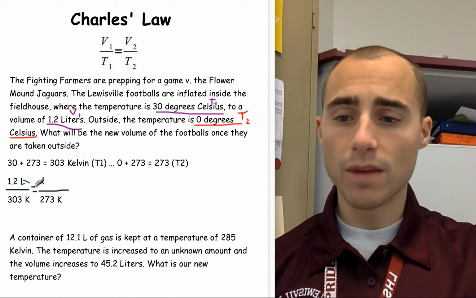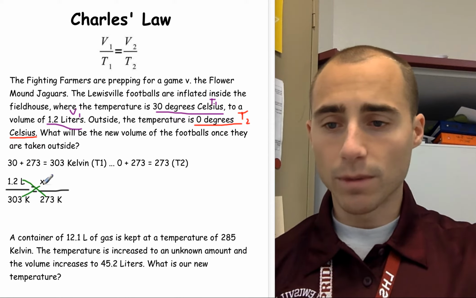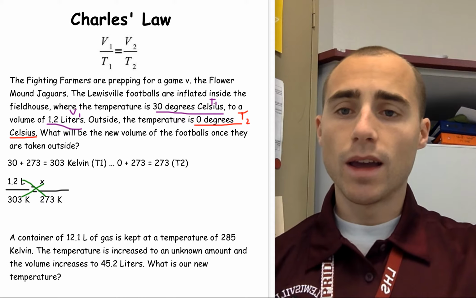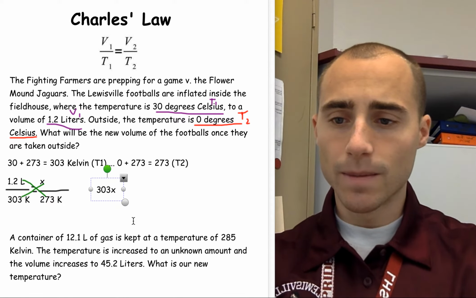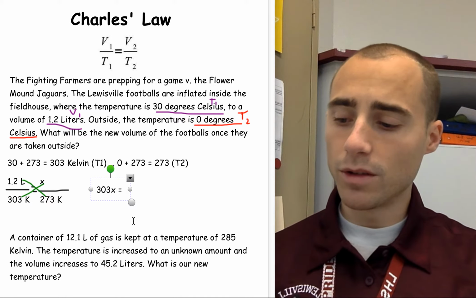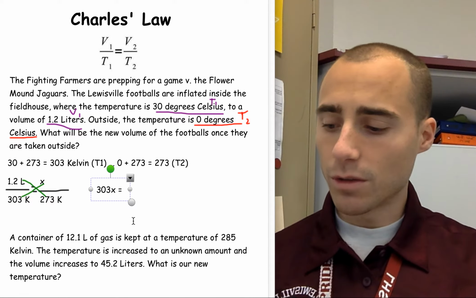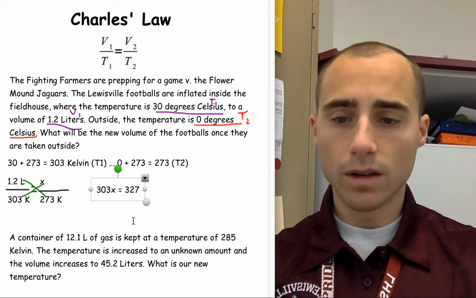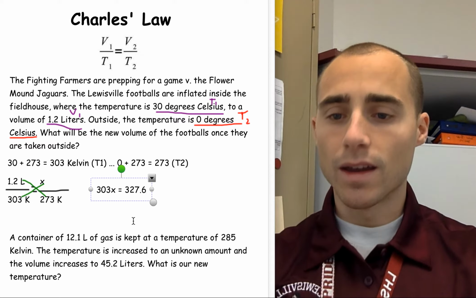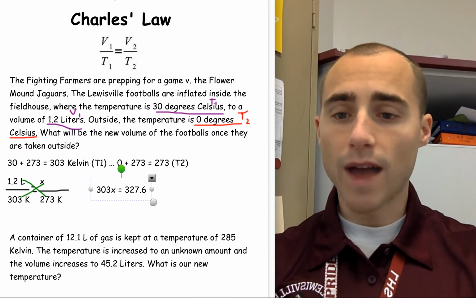So you solve it the same way that we always solve when we have these proportions, and that is you do a cross multiply and solve. So you end up with 303x equals 1.2 multiplied by 273, and that equals 327.6 as of now.